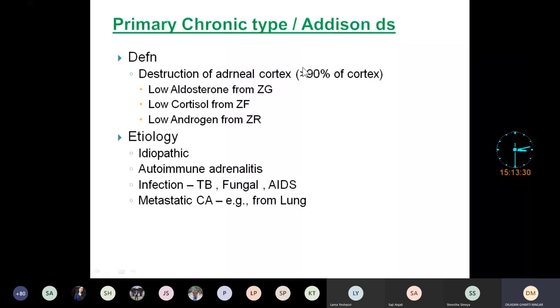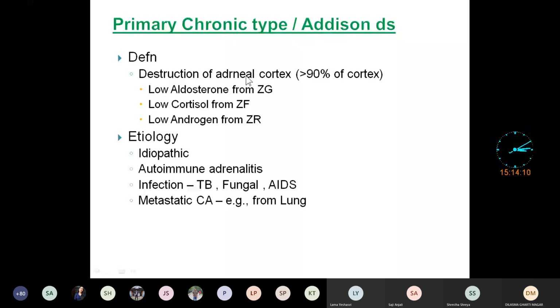Coming to the etiology, the cause is not known. One is idiopathic and another is autoimmune adrenalitis. Here the autoantibodies attack the adrenal gland and cause destruction of the adrenal cortex. Sometimes infections like tuberculosis, fungal infections, or AIDS will also damage the adrenal cortex. And in metastatic carcinoma, whenever a tumor metastasizes to other parts, like the adrenal gland, a tumor deposit there also damages the adrenal cortex, finally leading to Addison's disease.